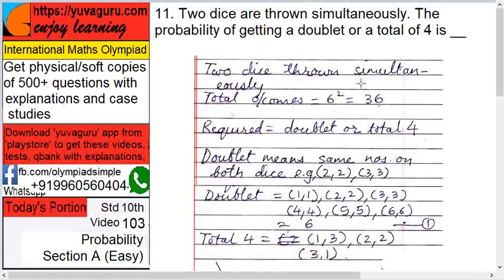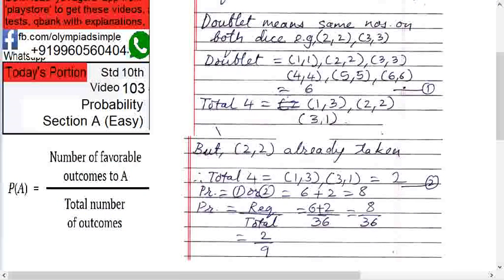Now total or second option is total is 4. So how can the total be 4? It can be by, suppose if there is 1 and 3, means 1 on one dice and 3 on the other die, then 2 2, right? Then 3 1. Only in these three cases the total can be 4, right? So this or this, but 2 2 is already taken by us in equation number 1. So remove 2 2 from here.